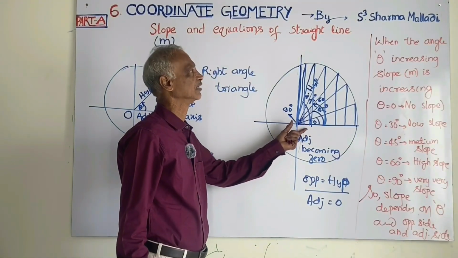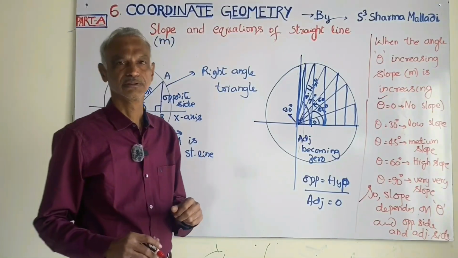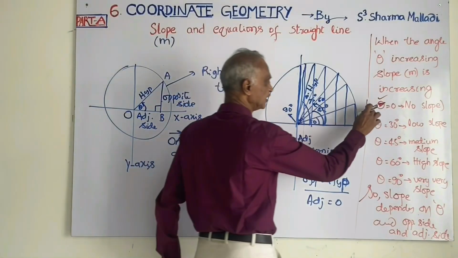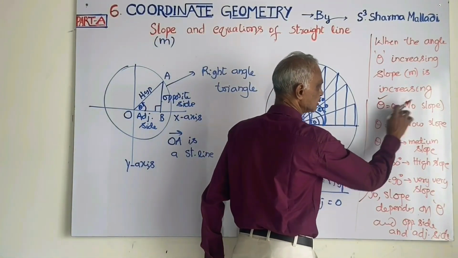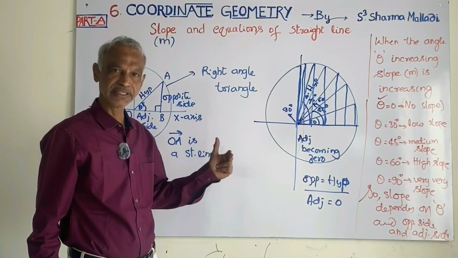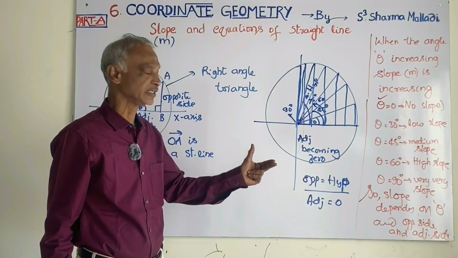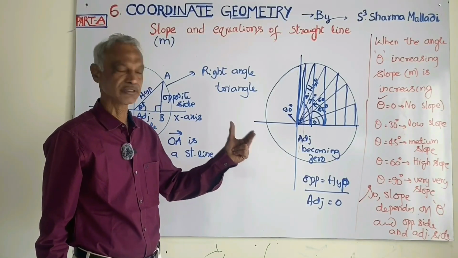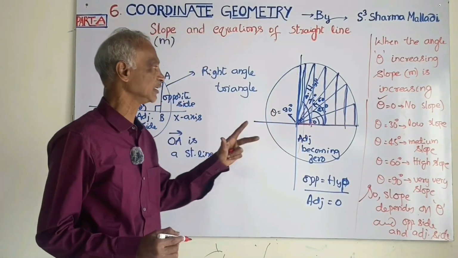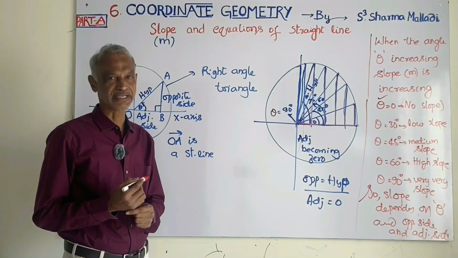From this figure, when the angle is increasing, slope is also increasing. That is why the slope of a line depends on the angle. When theta is equal to 0, there is no slope, 0 slope. When theta is 30 degrees, it is low slope. When theta is 45 degrees, medium slope. When theta is 60 degrees, it is high slope. When theta is 90 degrees, it is very high slope. Like that, slope depends on angle and also on the opposite side and adjacent side.